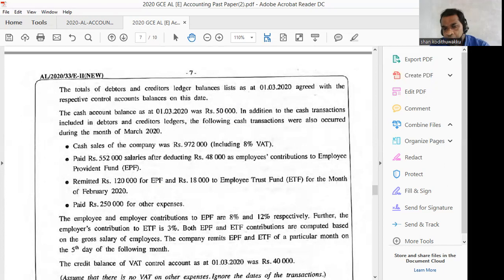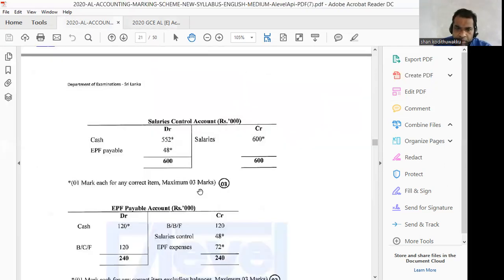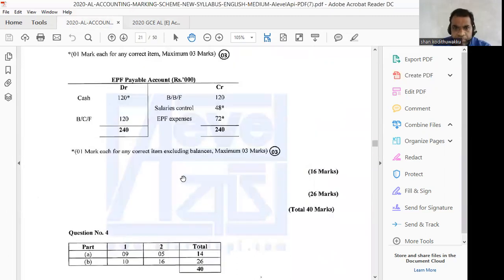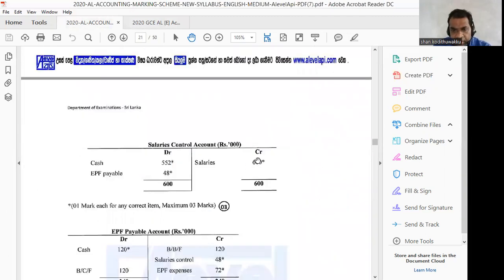Because normally total salary, gross salary, we debit to salary account, that is expense account, total salary, and credit to salary control account. This is total salary allowed to the employee 600,000. We normally pass double entry through the salaries control account and salary expense account. Salary expense account debit and salaries control account credit 600,000.